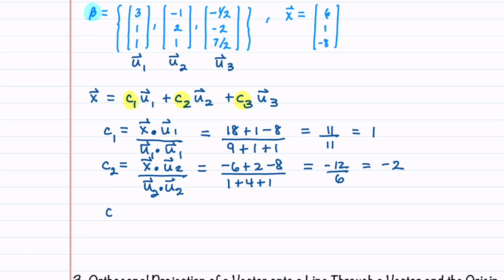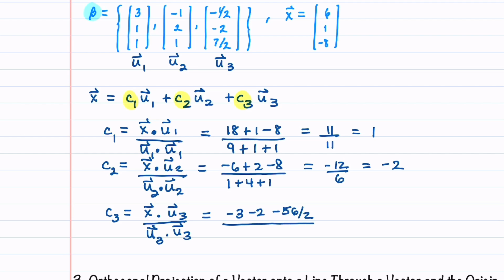Now let's compute C3. C3 is x dotted with u3 divided by u3 dotted with u3. And this is equal to minus 3 minus 2 minus 56 over 2, which we're going to have to simplify. And in the denominator, we're going to have 1/4 plus 4 plus 49 over 4. On top, we're going to have minus 5 minus 28.